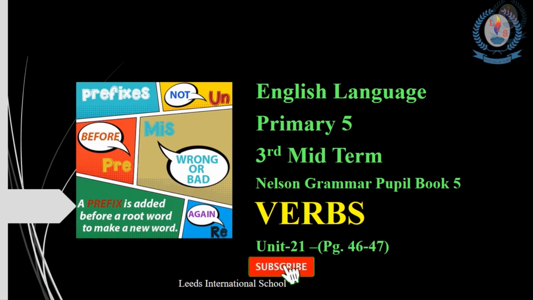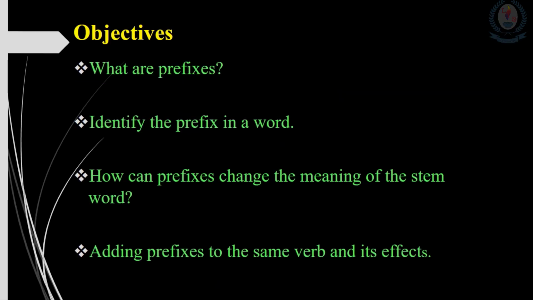Hello kids, this is English Language Primary 5, third midterm work of your Nelson Grammar Pupil Book 5, Unit 21, Verbs. Objectives of Unit number 21, Verbs.